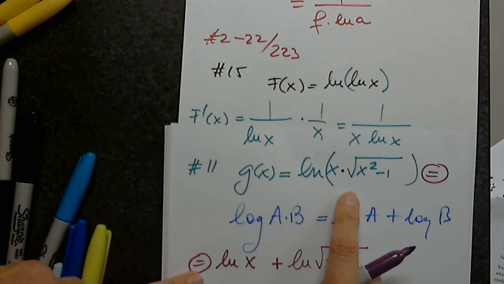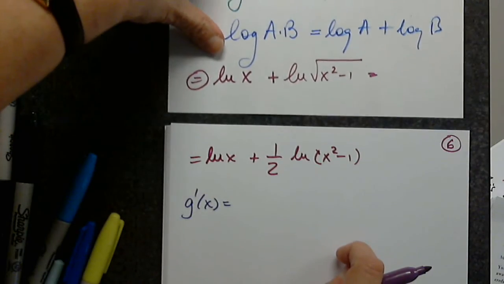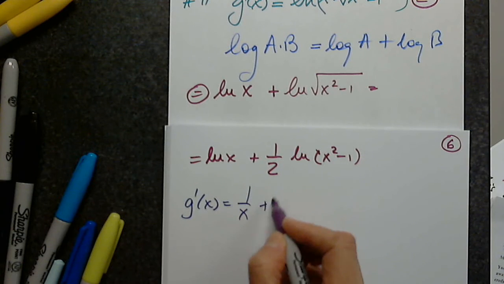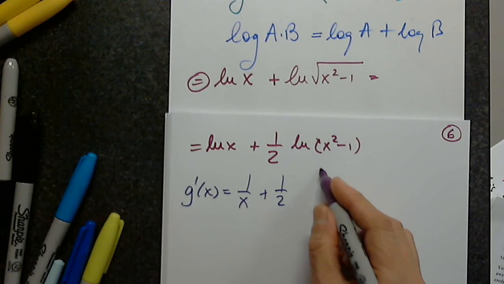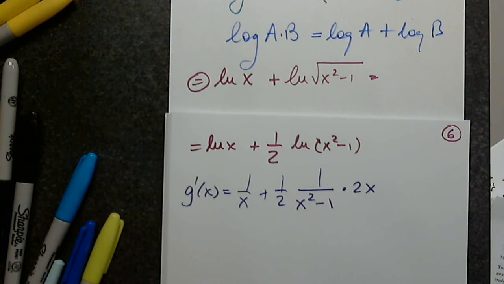And I can do this for everything. I can apply natural log to both sides of a function. And I'll show you what happens in a minute. So this prime is 1 over x. 1/2 is 1/2. Now here I have no choice. I have to write 1 over x squared minus 1 and multiply by 2x. And this is so much easier than going back there and differentiating log of a product.